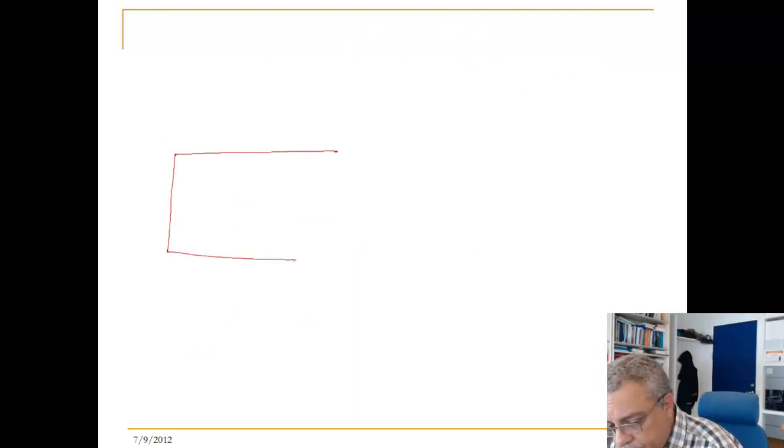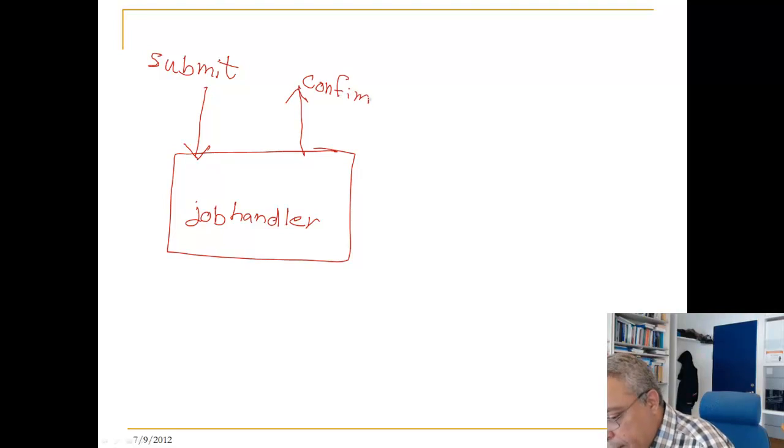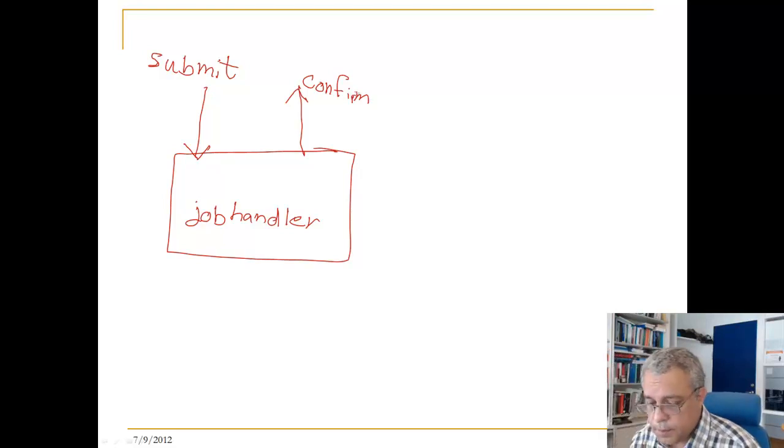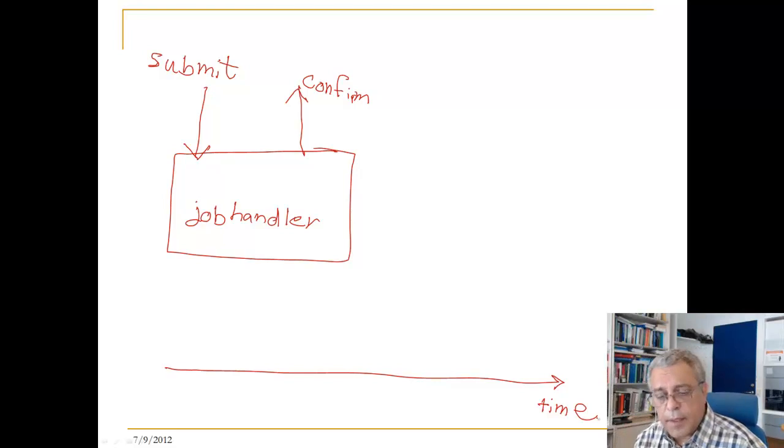So what we have done, we have defined a component of type job handler, and it accepts an event which is submit a job, and another event to confirm the processing of the job. And we stated some property which says every submitted job will be eventually confirmed. This we can describe in the following way. We draw a line, this line somehow is time, and some form of abstraction of events of an execution.